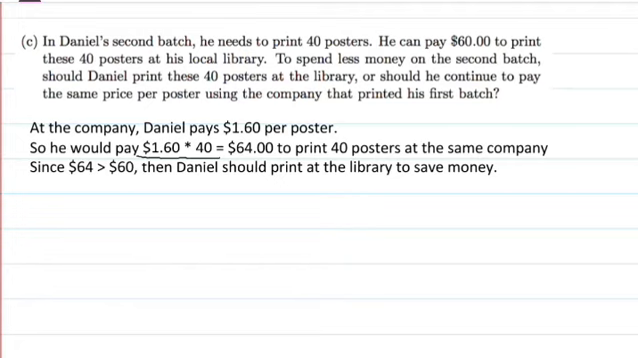Now we're given in the question that he can pay $60 to print these 40 posters at his local library. And since $64 is more than $60, then Daniel should save money and print at the library.